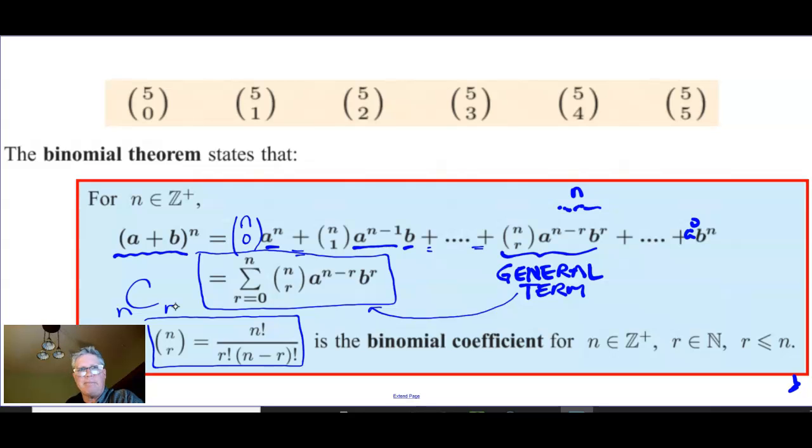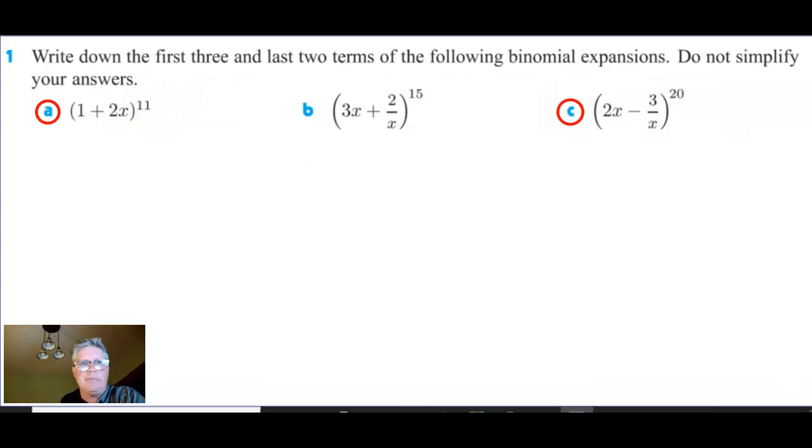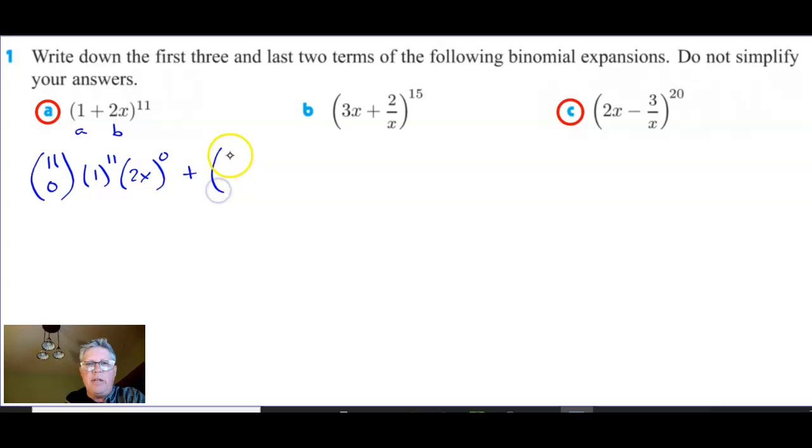All right, let's do some problems. Write down the first 3 and the last 2 terms of the following binomial expansions. So if I were looking at this, maybe you think of this as my a and this is my b. I know the first term is going to be 11 choose 0, my a value to the 11th and my b value to the 0. Do I need to write all that? I do, especially when I'm trying to learn it. That's the first term. And then everything's a pattern.